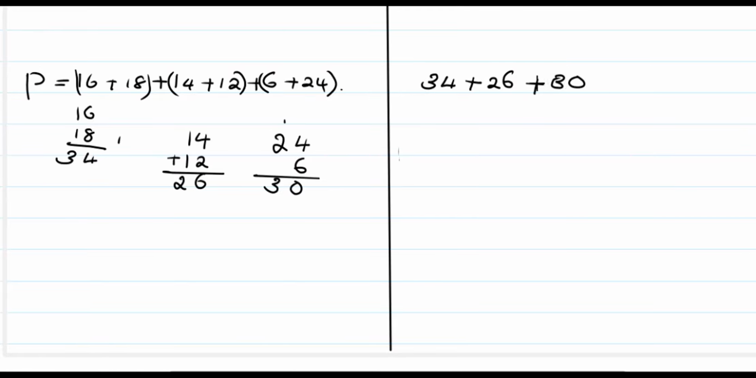So now you see I have 34 plus 26 plus 30, which I can just arrange like this again, 34 plus 26 plus 30. 4 plus 6 is 10, 0 carry 1, so 3 plus 2 is 5, plus 1 is 6, 6 plus 3 is 9. So the perimeter P of that composite shape becomes 9 centimeters.